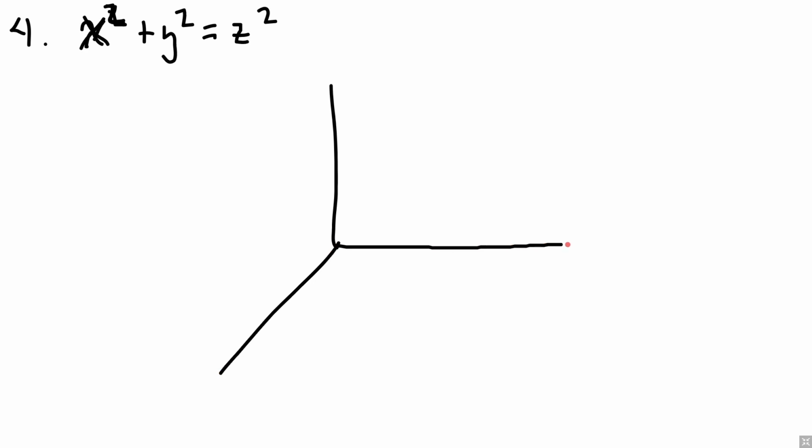Okay, so for problem number 4, we have that x squared plus y squared is equal to z squared. Okay, so if we take a look at this, all right, so one of our points is going to be 0, 0, 0. Let me say it correctly.